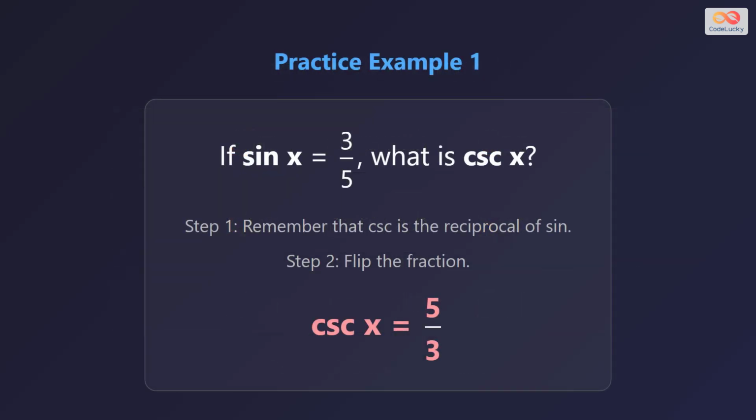Let's try a quick example. Suppose we know that the sine of x is 3 over 5, and we want to find the cosecant of x. We know cosecant is the reciprocal of sine. So, all we have to do is flip the fraction 3/5. The answer is simply 5 over 3.